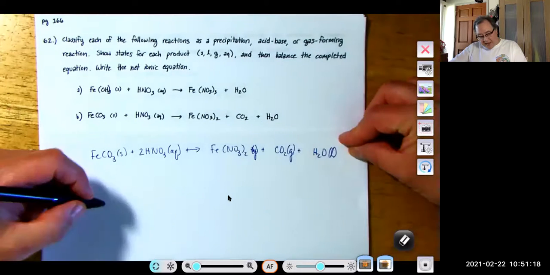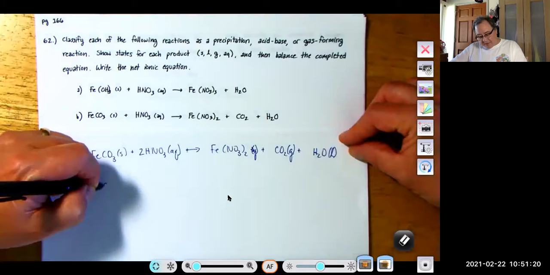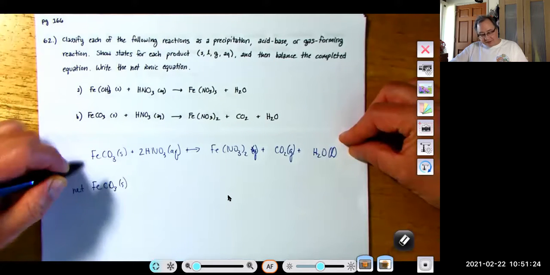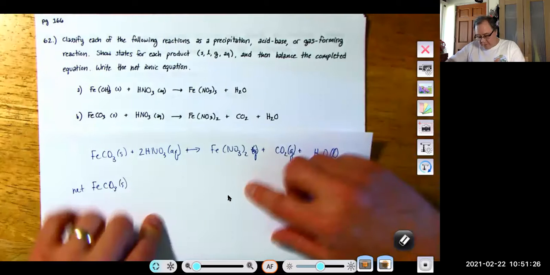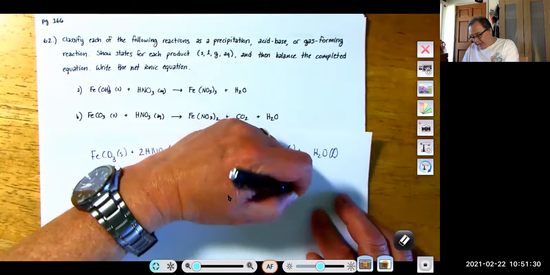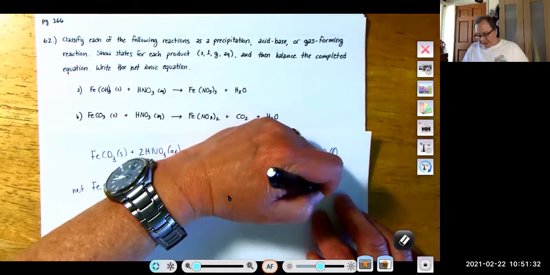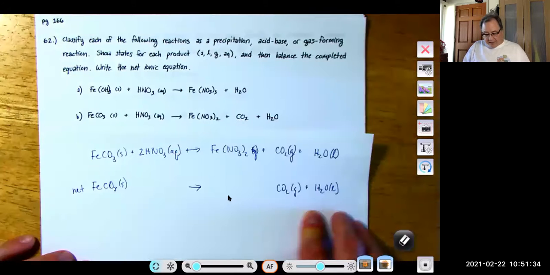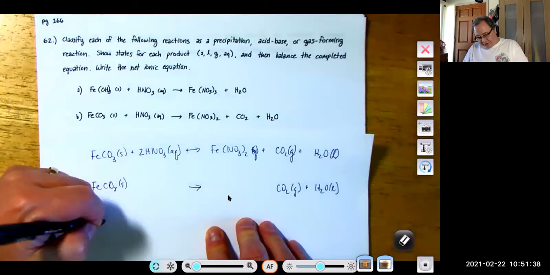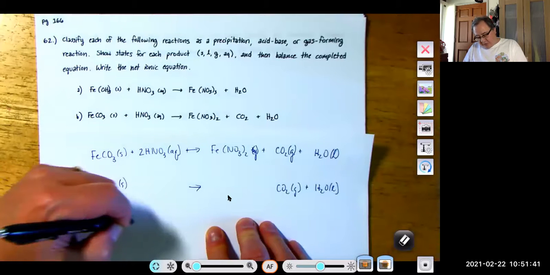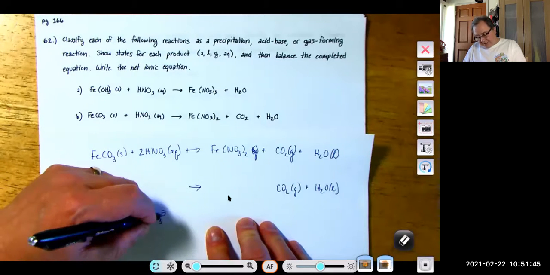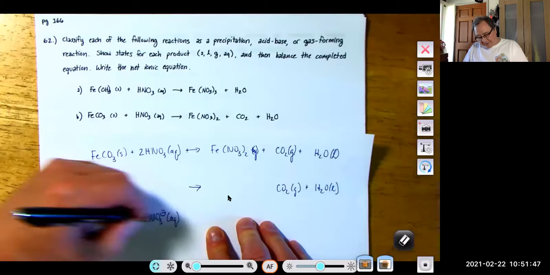What do we bring down? We bring down this because it's a solid. We bring down the CO2 because it's a gas. And we bring down the H2O because it's a liquid. Now, what are the ions here? Well, you've got 2 hydrogens and you've got 2 nitrates, and they're both aqueous, and these are both aqueous.